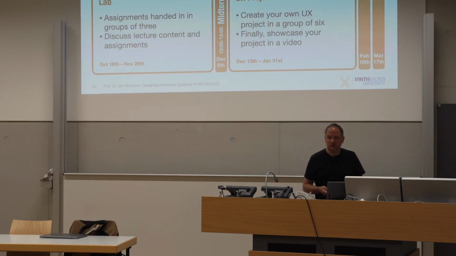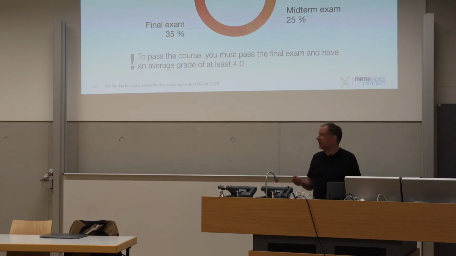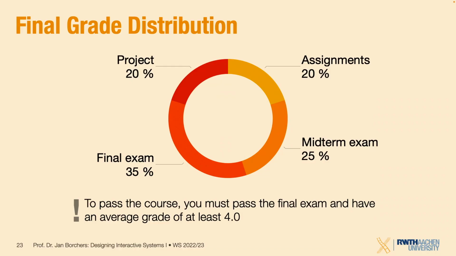The grade distribution is like this. You do your assignments, they will make up 20% of the final grade. The midterm exam will make up 25%. The final exam will be 35%, and the project another 20%. So as you can see, the day you walk into the final, you basically have two-thirds of your grade already in your pocket. You don't need to worry about it anymore.